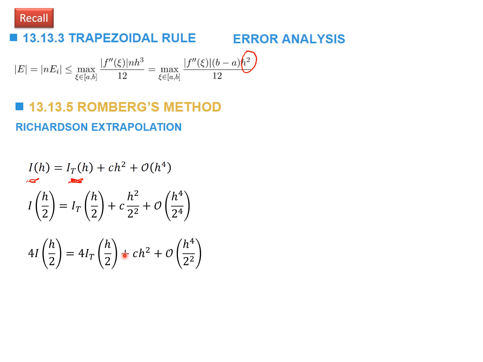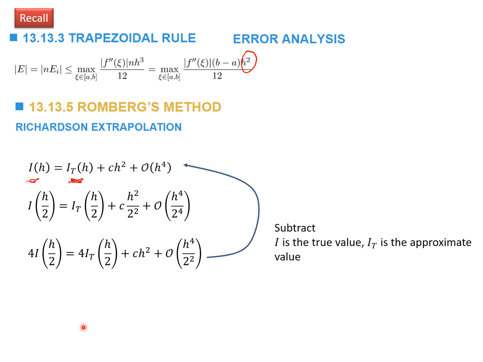So first we multiply the second equation by 4. You can see here 4I is equal to 4I sub t plus c multiplied by h squared. And then I can subtract. Remember that I is the true value and I sub t is the approximate value.